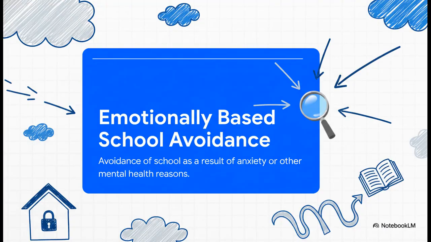Now, a really important idea to understand here is something called emotionally based school avoidance, or EBSA. This isn't just a kid deciding they don't want to go to school. It's when a student has a severe difficulty attending, and it's often rooted in really serious things, like anxiety or other mental health challenges. It's a huge distinction.